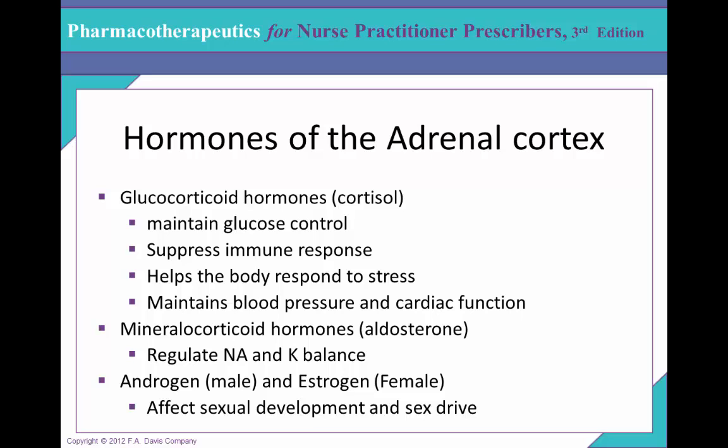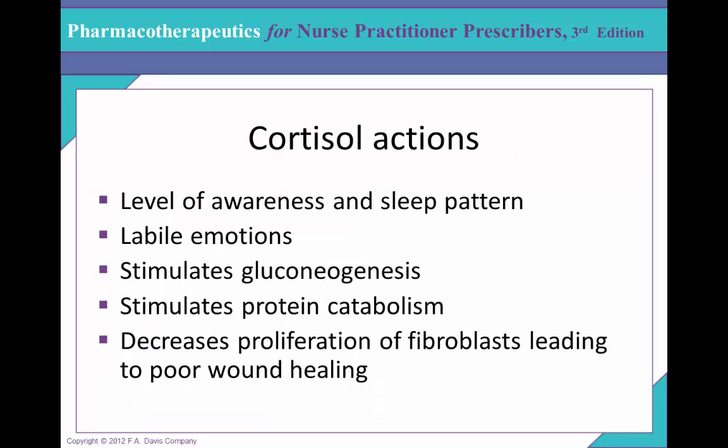It also affects sexual function. Patients with either hypercortisolism, Cushing's, or hypocortisolism, Addison's disease, would have sexual dysfunction and either increased or decreased sexual drive, and menstrual irregularities. It does maintain level of awareness and sleep pattern, so the patients would have either insomnia or hypersomnia. Labile emotions, stimulates gluconeogenesis.